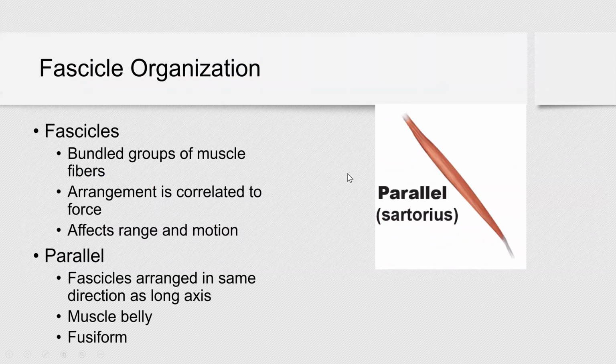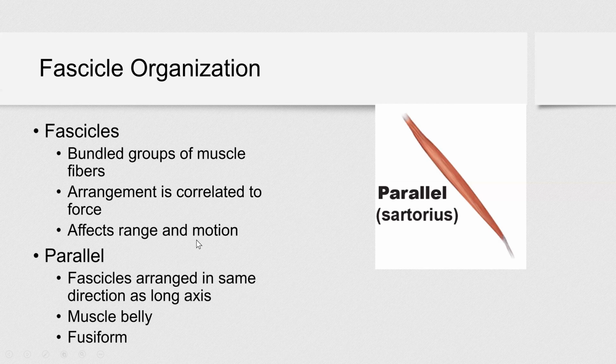Now, you already know that muscle cells are organized into fascicles, right? So individual muscle cells are covered by endomysium, then those cells are organized into bundles covered by perimysium, and those bundles we call fascicles. So a fascicle is a bundled group of muscle fibers, and remember, a muscle fiber is the same as a muscle cell. The arrangement of those fascicles is correlated to force and affects range of motion.